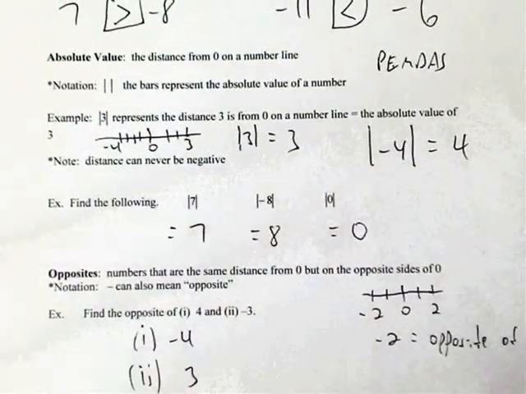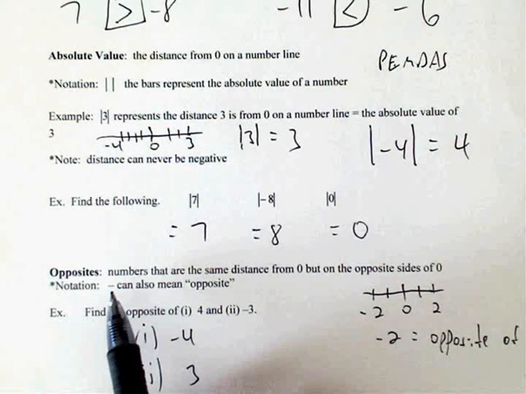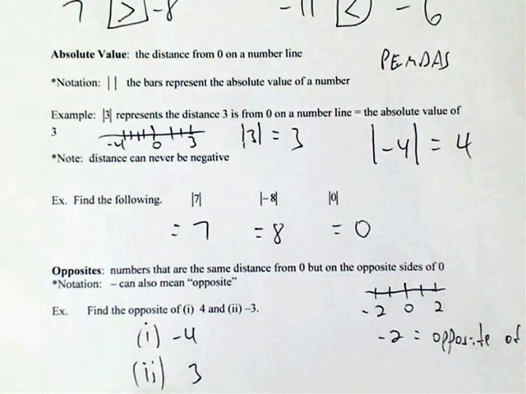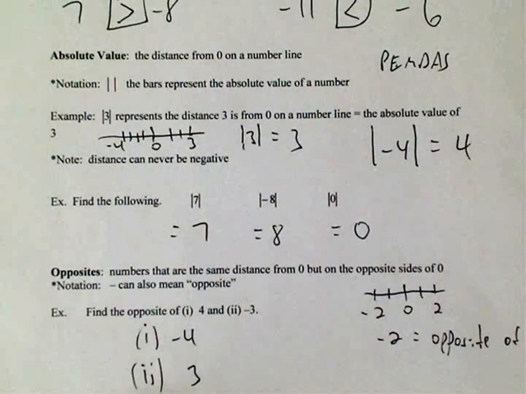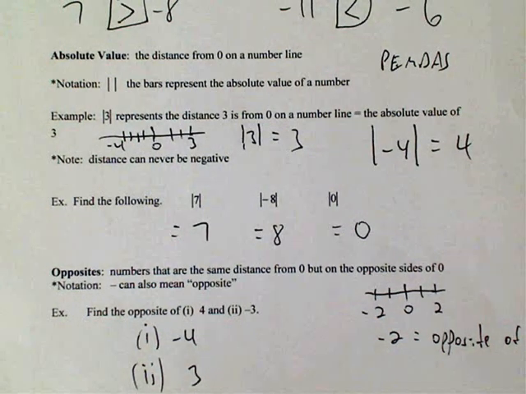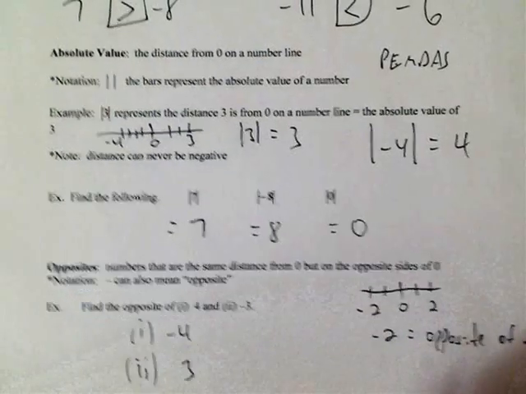So, this notation. Negative can also mean opposite. So just be aware of that. Negative also means opposite. And if I ask you what's the opposite of 0, you would say 0, because 0 is neither positive nor negative.